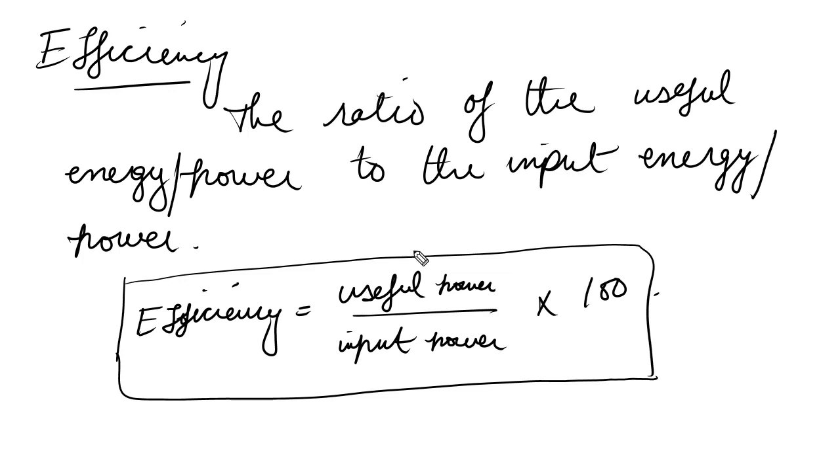Now, if a system is efficient, it will waste less and less energy, and it will convert the maximum input energy or input power into useful energy or useful power. But in reality, no system is 100% efficient. In an ideal case, we take all the systems to be 100% efficient. But in reality, the efficiency will always be less than 100%.